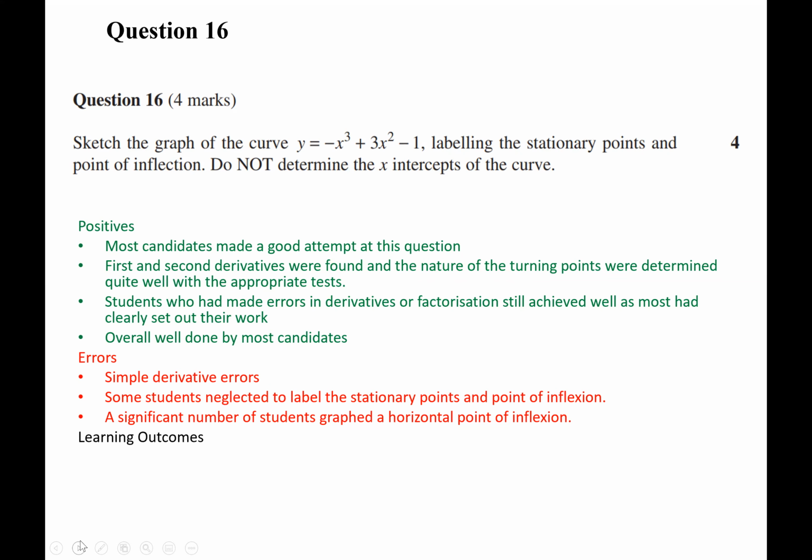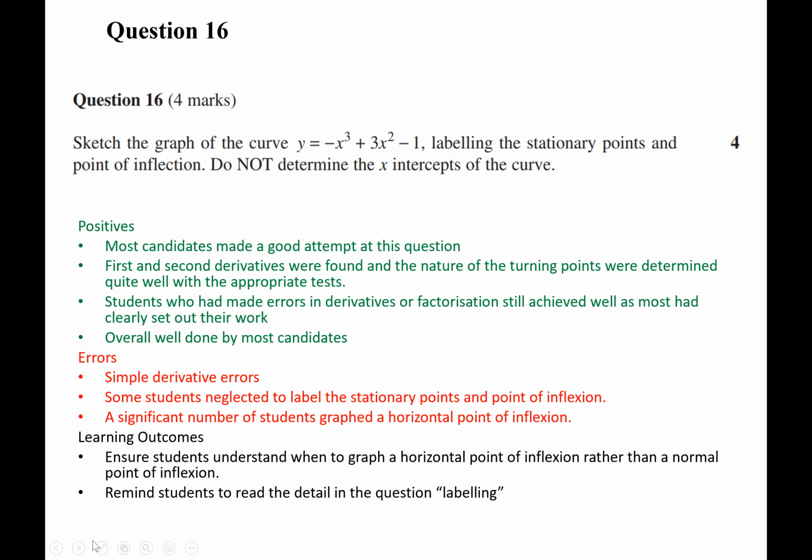So one of my learning outcomes here for you as teachers is to make sure that students label their axes and check their point of inflection. A significant number of students graphed a horizontal point of inflection, so just work on that one in class. But overall, that was a very well done question.